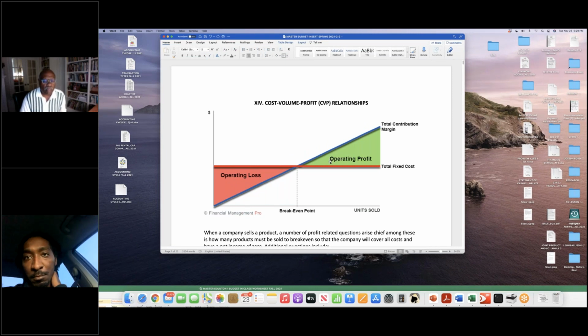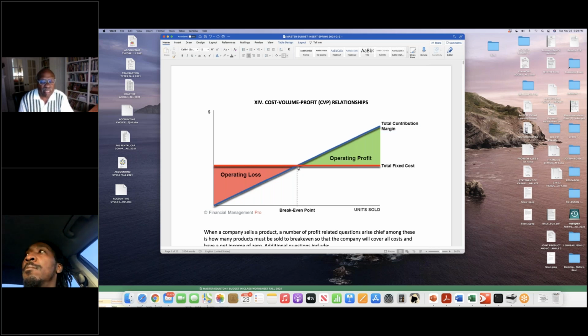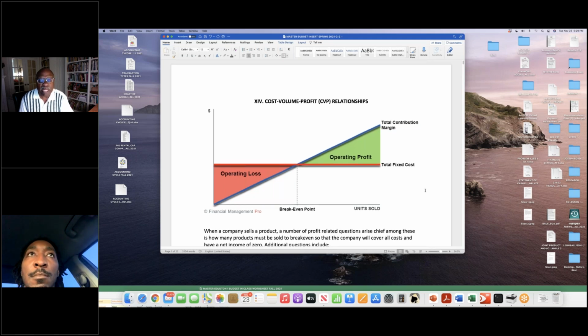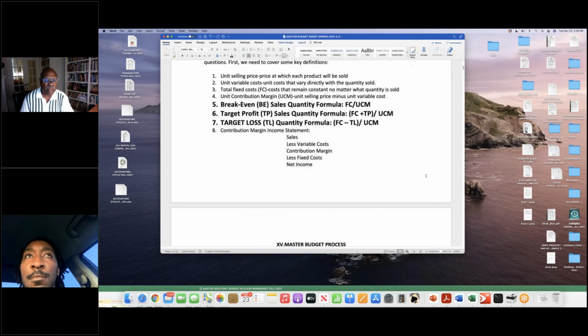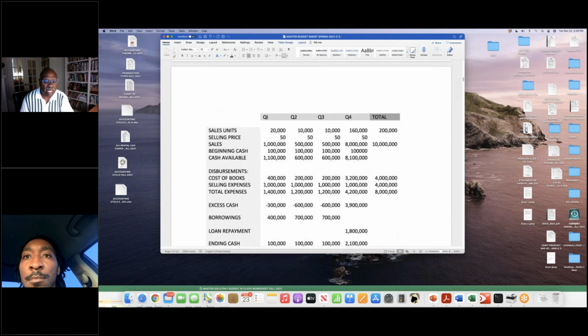So once again, our focus now is on cost volume profit relationships as we go through the project and complete our product. And we're going to focus on break even point. That is, how many units do we have to make so that we will break even? And then we may do $1 million after that. But right now, let's just say we're going to focus on the break even point.